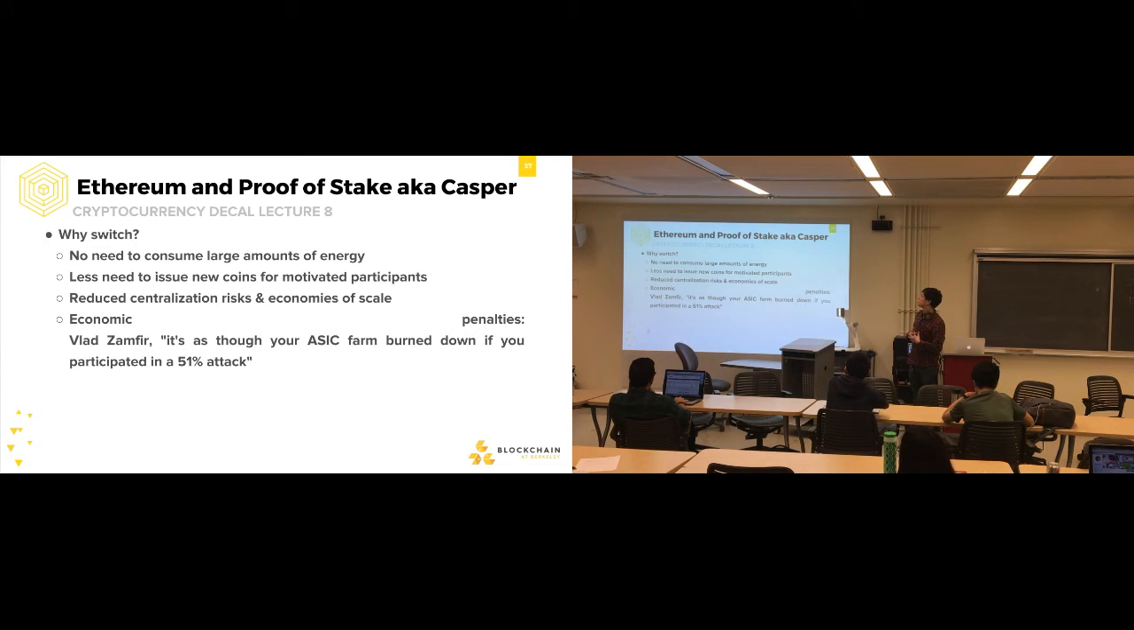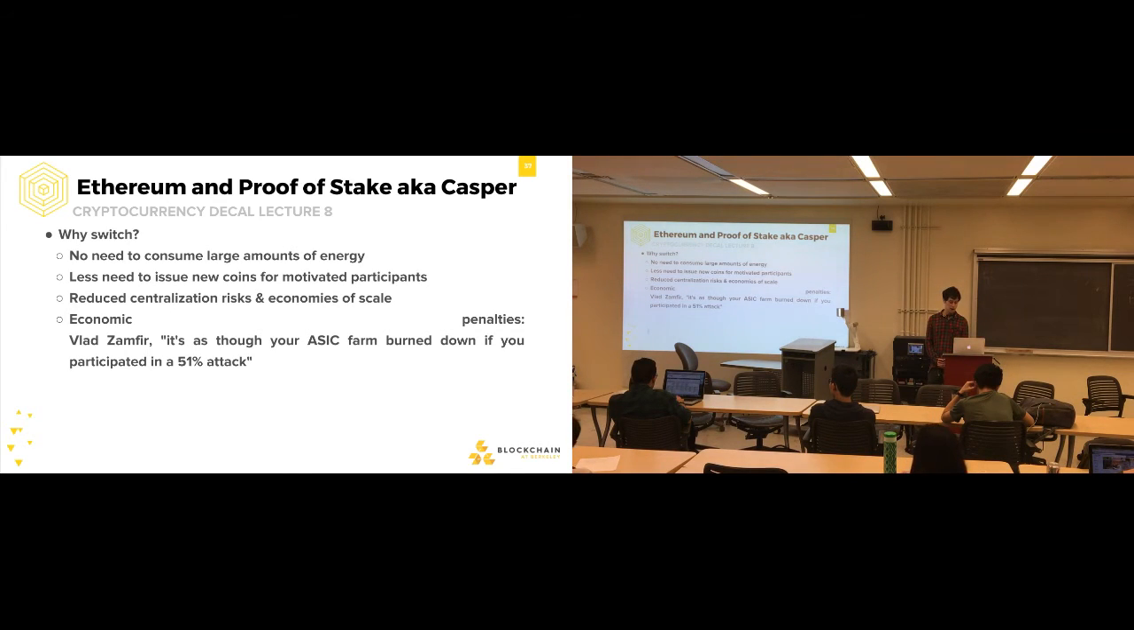So let's talk about that consensus protocol. Ethereum is going to switch over to proof of stake in the near future. I believe in 2018 is when that's scheduled. So why are they switching to proof of stake? Well, proof of stake has benefits over proof of work in that there's no need to consume large quantities of electricity in order to secure a blockchain.